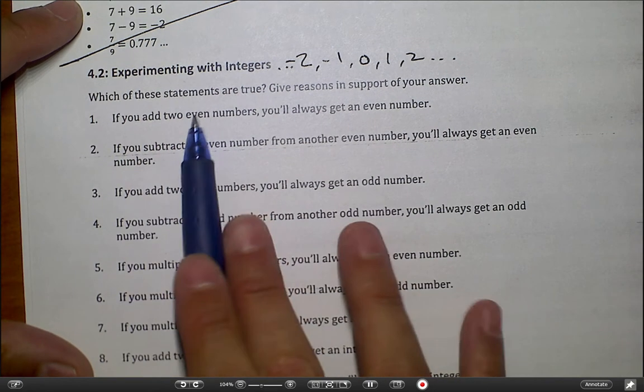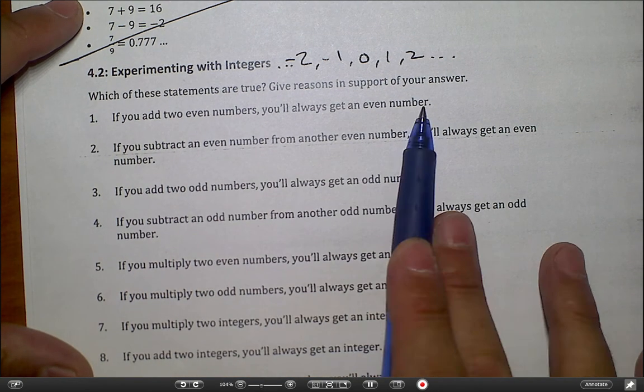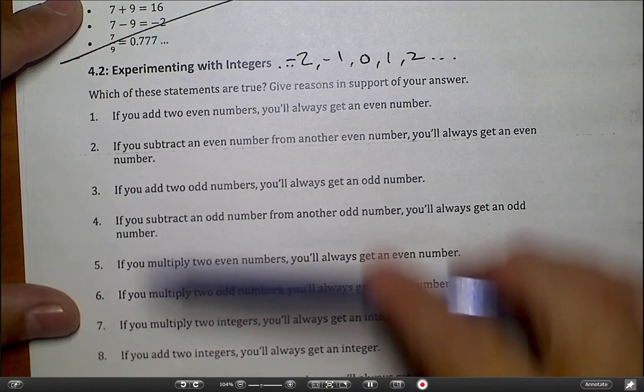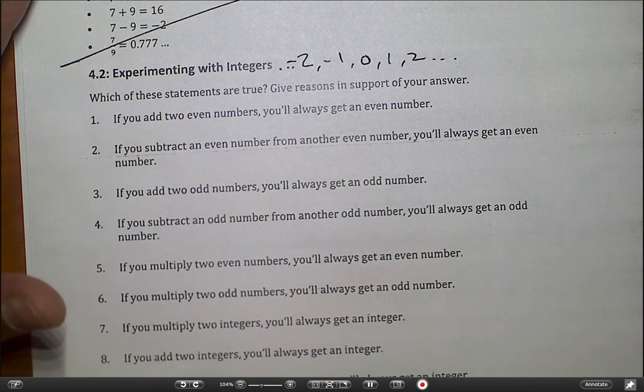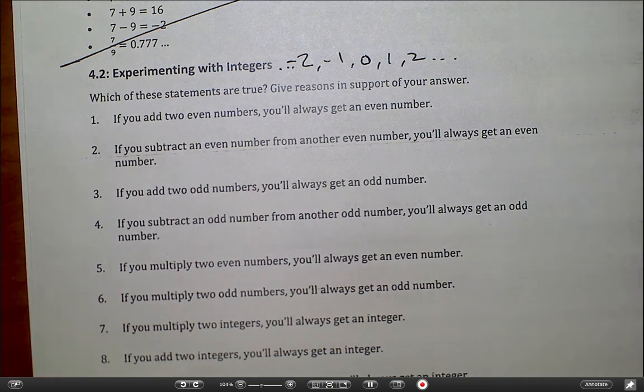So if you were to add two even numbers, you will always get an even number. So for every one of these, we're going to get a true or false, and you're going to give a reason for any of them. All of them.